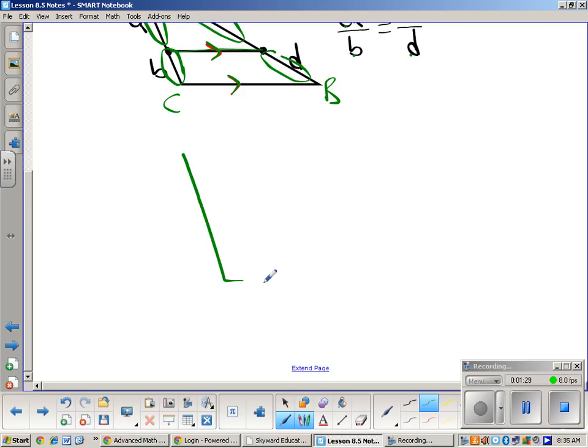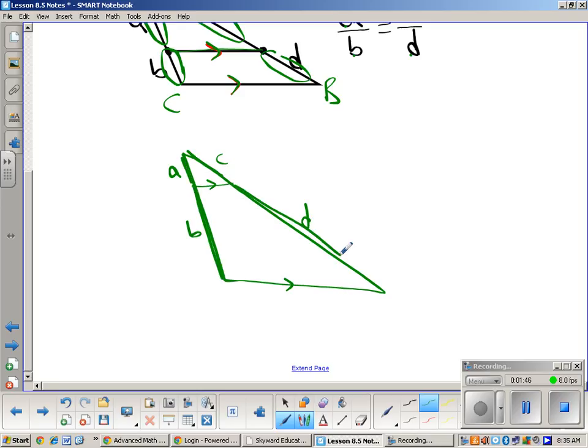So if I do that parallel line here, so these lines are parallel, then these two segments, these ratios, A is to B as C is to D. They're still going to be proportional. Okay? That's what the side splitter theorem says.